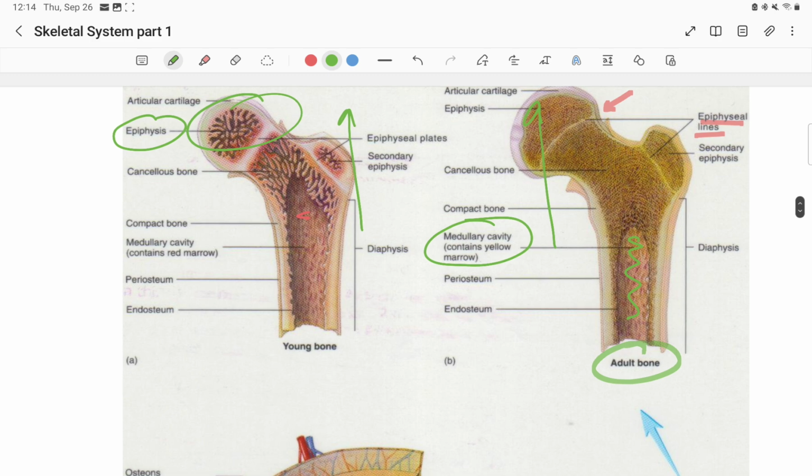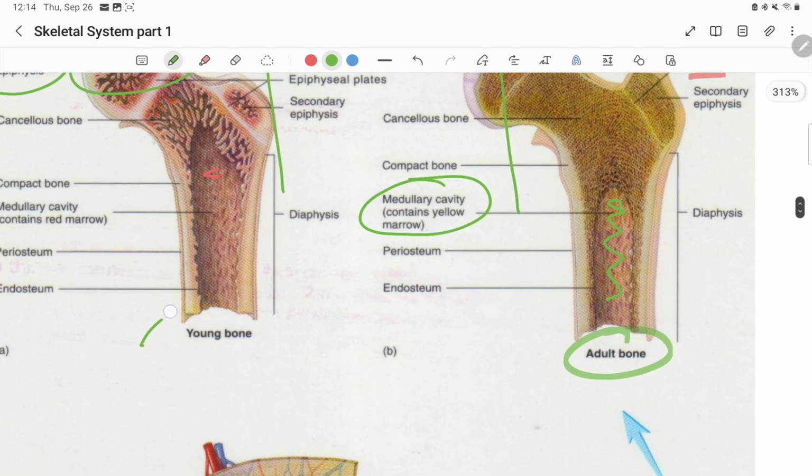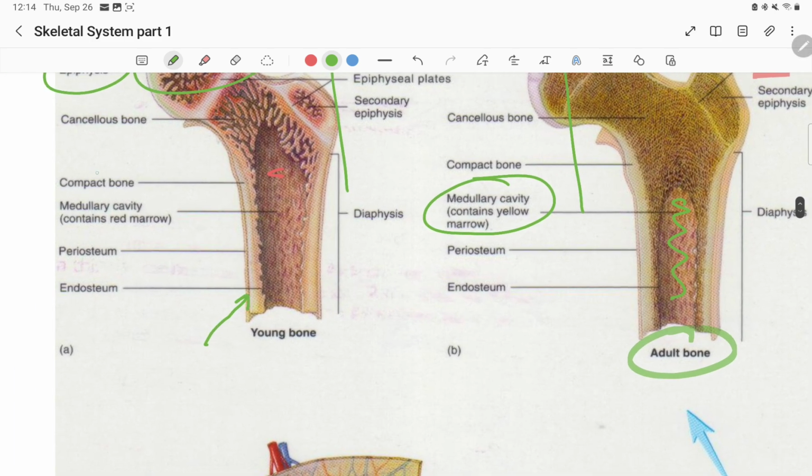Okay, the outside most part of bone is called, excuse me, compact bone. The outside is called compact bone because it is thick and tough. It's dense. So that's compact bone, the outside part.